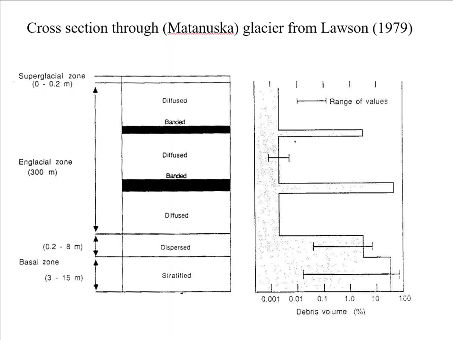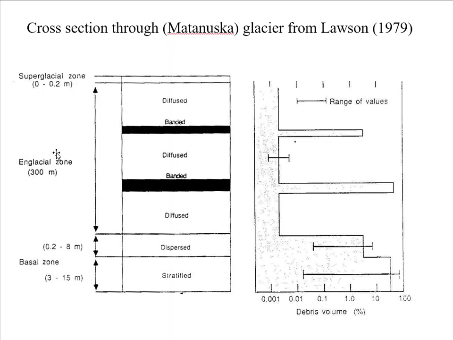Now, this classic diagram from Lawson's 1979 paper about the Matanuska Glacier illustrates some of the terms that we've already introduced in a previous session. So in this cross-section through the Matanuska, notice the scale varies at different points in the cross-section. He talks first of all about what we would call the supraglacial zone, or in American terminology, the superglacial zone, which is just the upper few centimeters, or well, here he has it to 20 centimeters, the upper surface of the glacier, beneath which we have here 300 meters of the englacial zone, the interior bit of the glacier, before we reach at the bottom of the diagram here just maybe up to 20 meters or so of what he calls the basal zone.